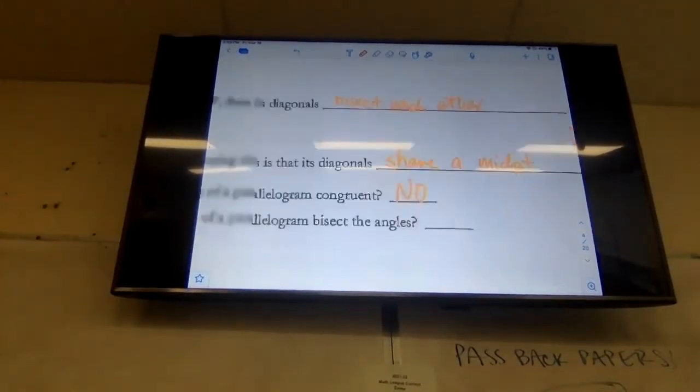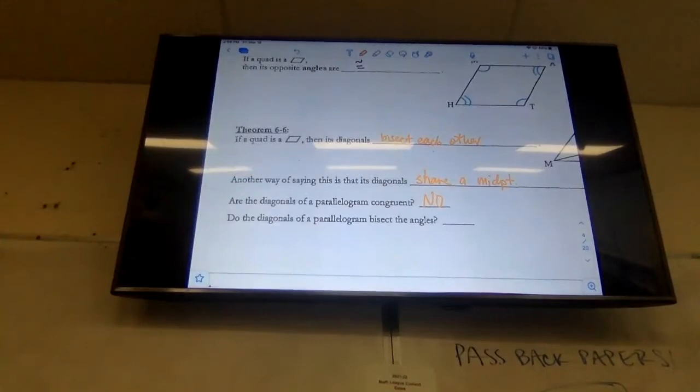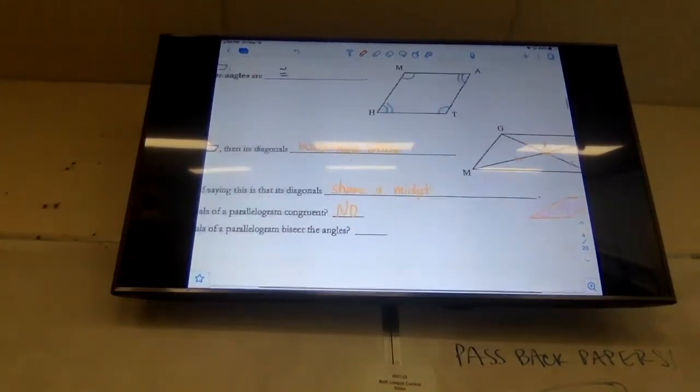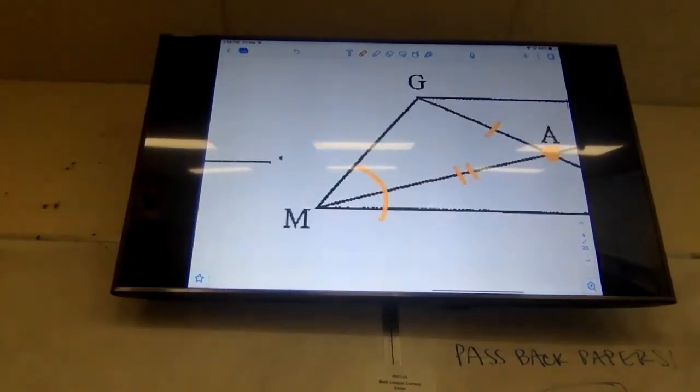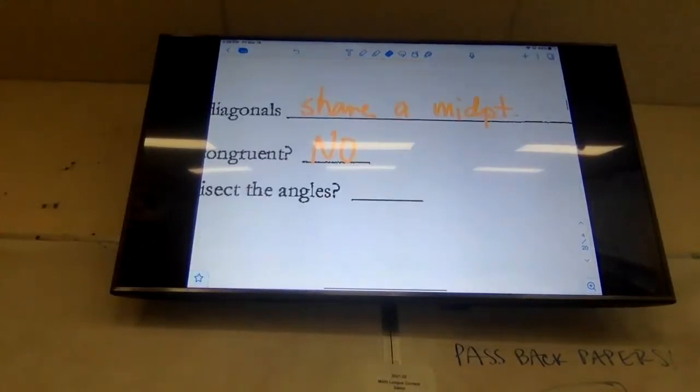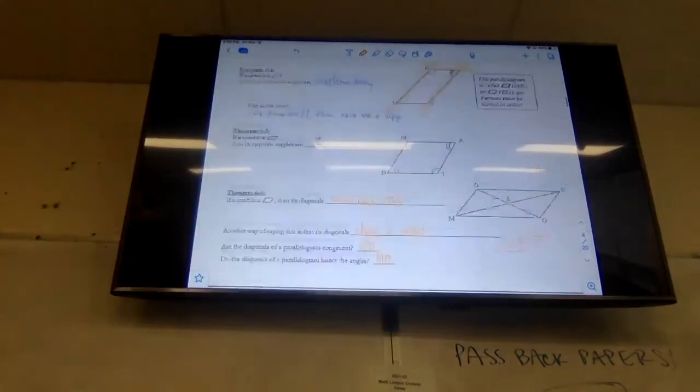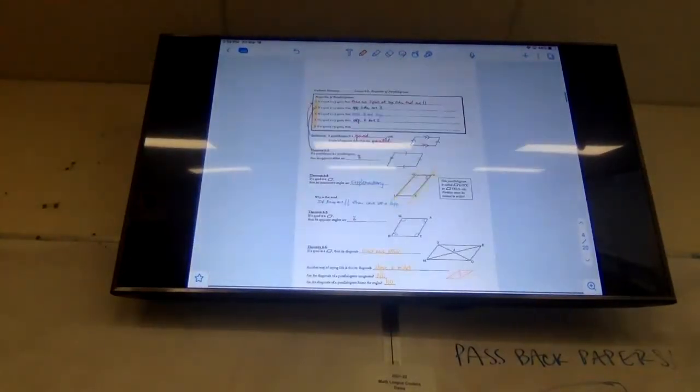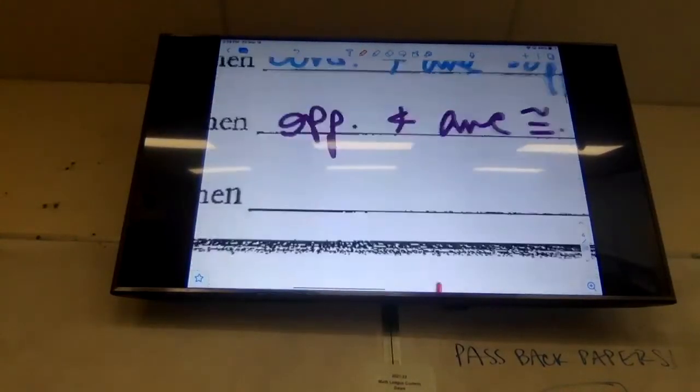Slow it down. Now, do the diagonals bisect the angles? Do the diagonals bisect this angle M? Are those 2 angles the same? No. And that's another one. I know it's not a great excuse to say they don't look it, but it's also not a true statement. So that one is also no. The diagonals are bisected, but that doesn't mean that the diagonals are congruent, and it doesn't mean that the diagonals bisect the angles. The diagonals bisect each other. So I'm going to come up here, and I'm going to say the diagonals bisect each other.